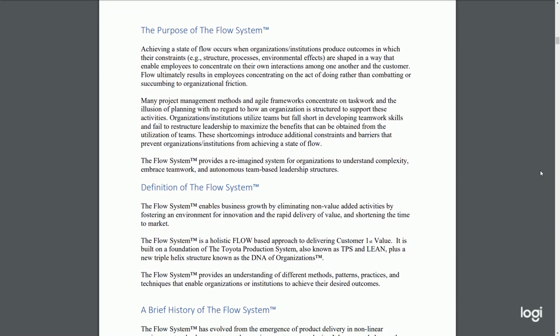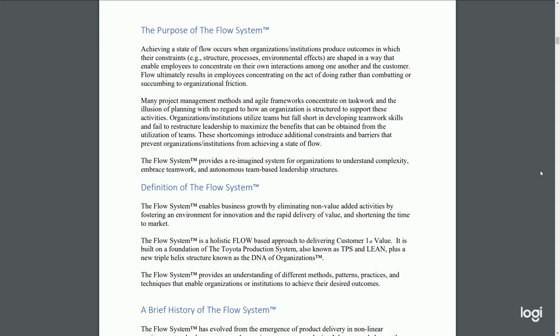The purpose of the flow system. Achieving a state of flow occurs when organizations or institutions produce outcomes in which their constraints, e.g., structure, processes, environmental effects, are shaped in a way that enable employees to concentrate on their own interactions among one another and the customer. Flow ultimately results in employees concentrating on the act of doing rather than combating or succumbing to organizational friction.